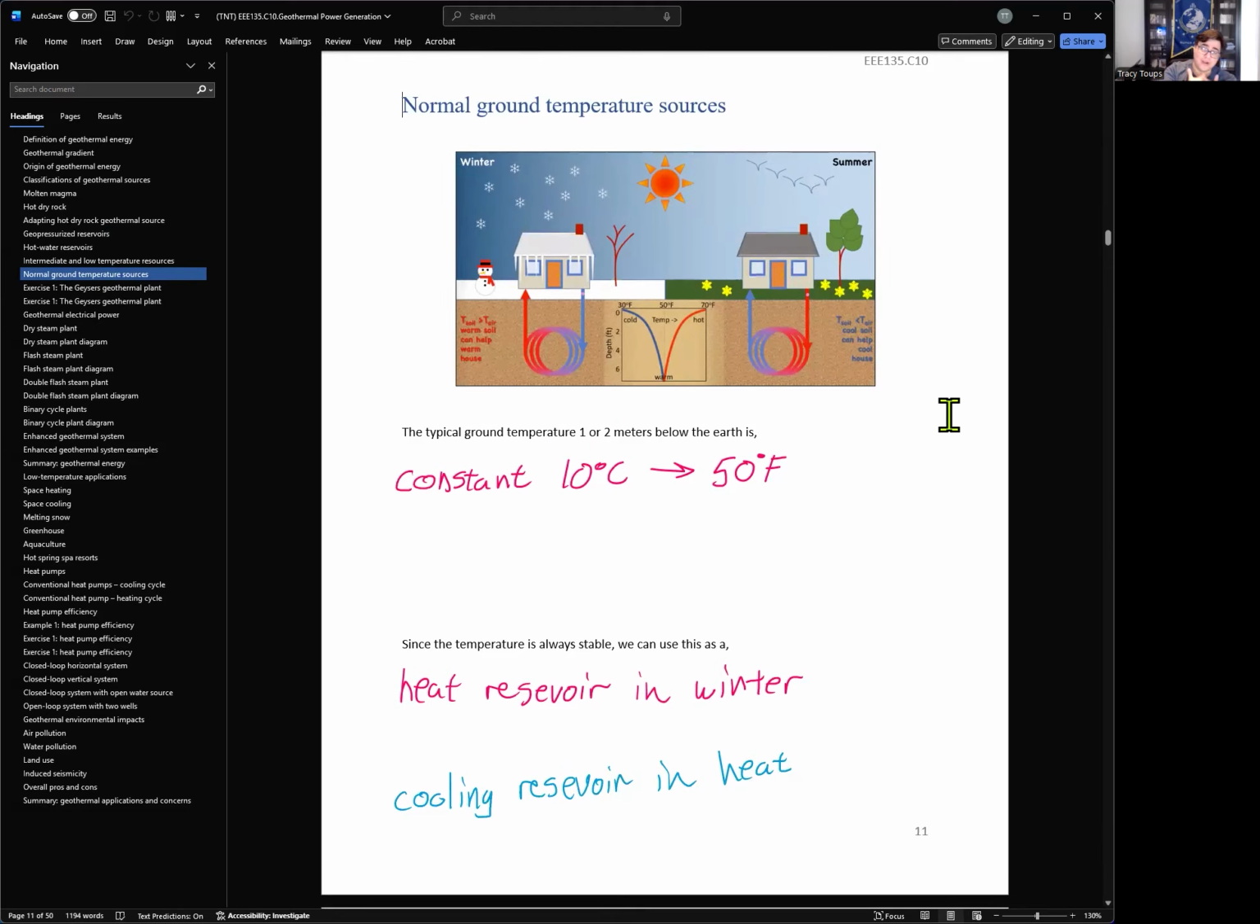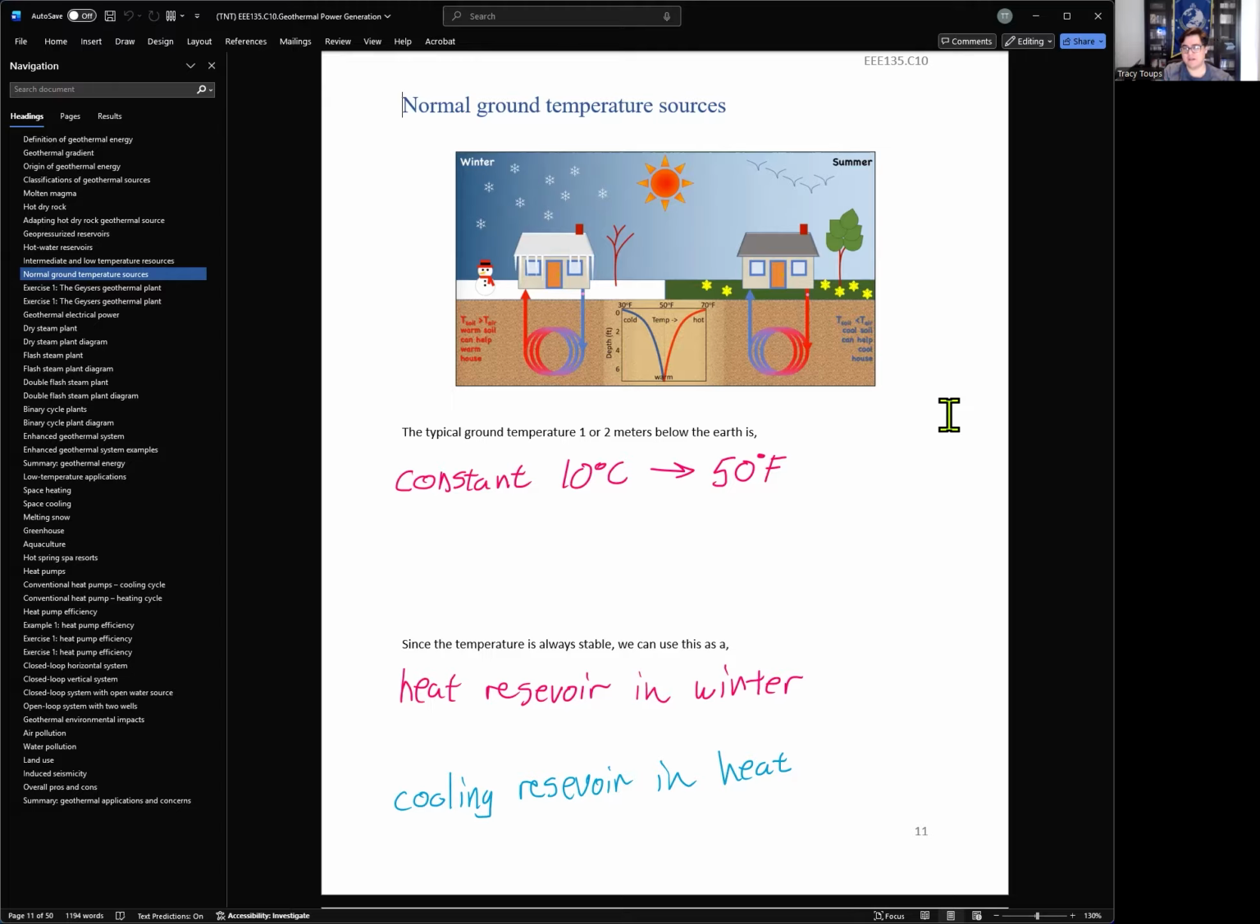Lastly, we could have just straight up normal ground temperature sources. This means there's no specialized heat source where we live. It's just straight up dirt. We can still use it to some effect. If you dig 1 or 2 meters below the earth, the temperature of that soil and water is typically a constant 10 degrees Celsius or 50 degrees Fahrenheit, right? The sun hits the surface, the grass and the pavement, that gets hot, but about 1 or 2 meters down, that heat's gone and we have a near constant soil temperature.